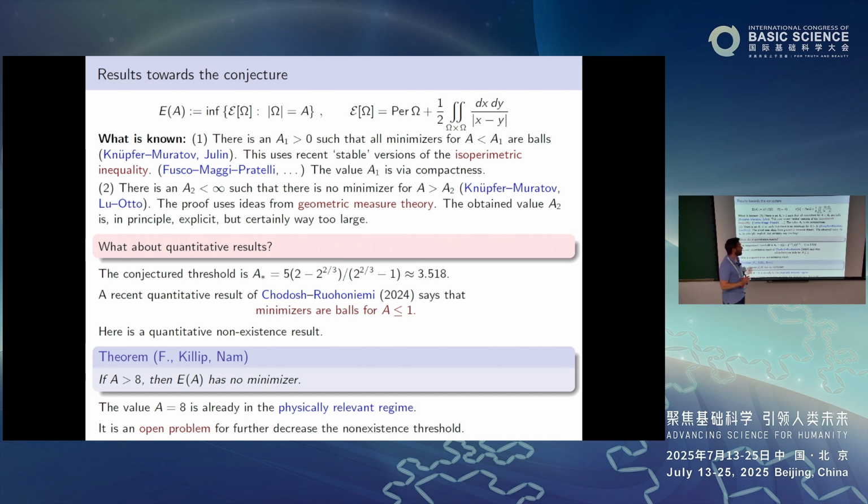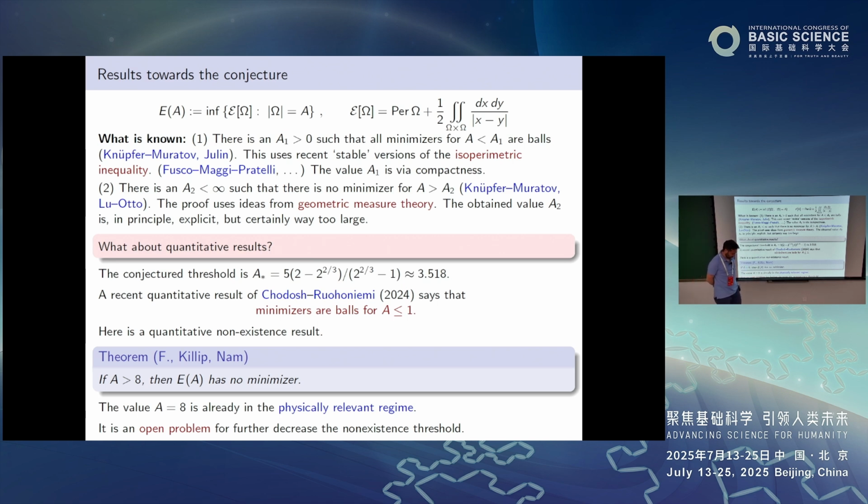Now, they had an argument that is quantitative. They did not use compactness, but the techniques that they were using did not really allow to track the value of what it is. And so the question, and that will be the rest of the slide here, is what can we say about quantitative results? Because remember, the number that we have in mind is 3.5. How close can we get to 3.5?